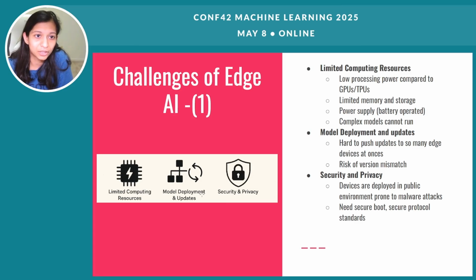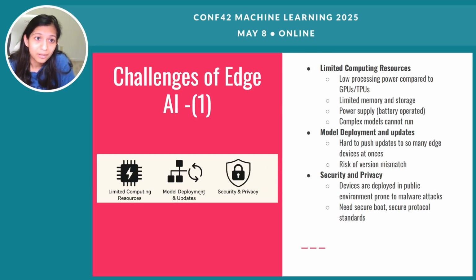So you have, usually these devices used to be resource constrained devices, right? So now you have low processing power compared to those powerful GPUs and TPUs that are running in the cloud. And then you also have limited memory and storage for the AI models to use, because they have so much going on, right? And the devices are already resource constrained. And the power supply, so mostly these devices are battery operated. So because of that, there is a constraint in the power as well.